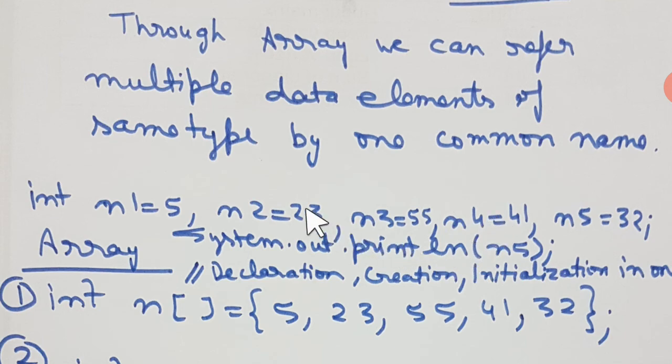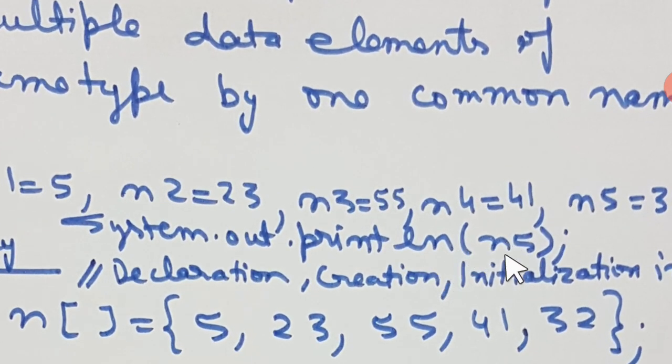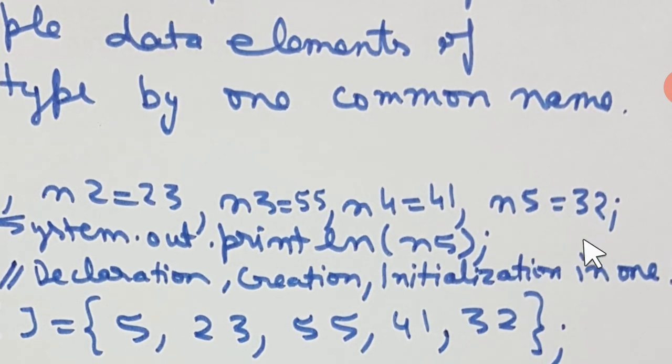And if I want to print any of these variables, I have to write System.out.println, and then write the name of the variable. So suppose I have written n5, then 32 will be printed on the screen.